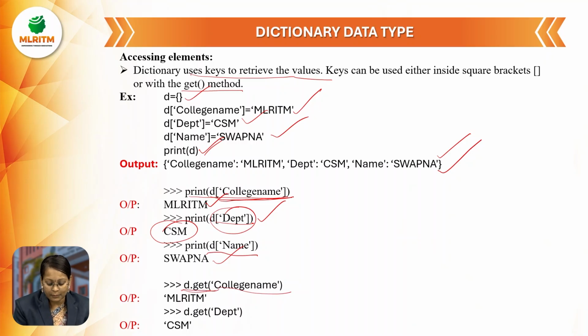Here in this example, we are using the get method. D dot get. Get is a method to access the elements or items from the dictionary. D is the dictionary name, and here we are using the get function to retrieve a specific element from the dictionary. College name is a key and the corresponding value is Mlritm. D dot get department, then we can get CSM, the value of department. So like this we are accessing the dictionary items.